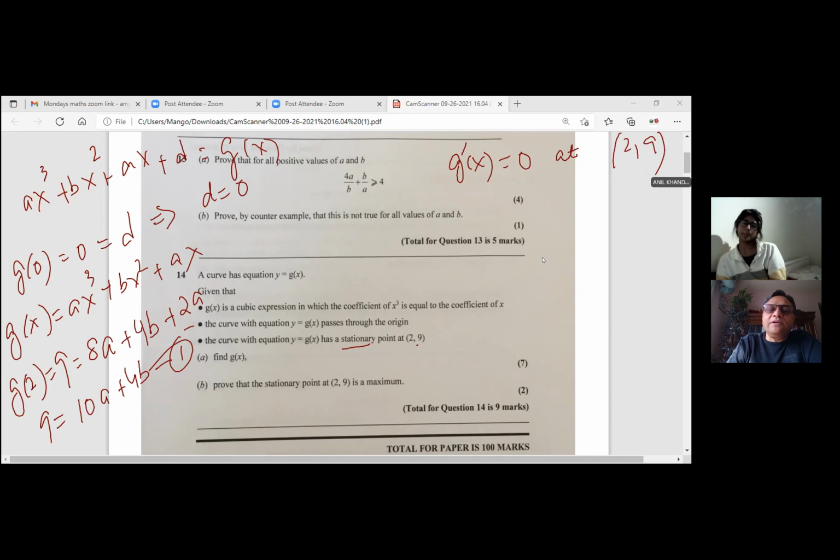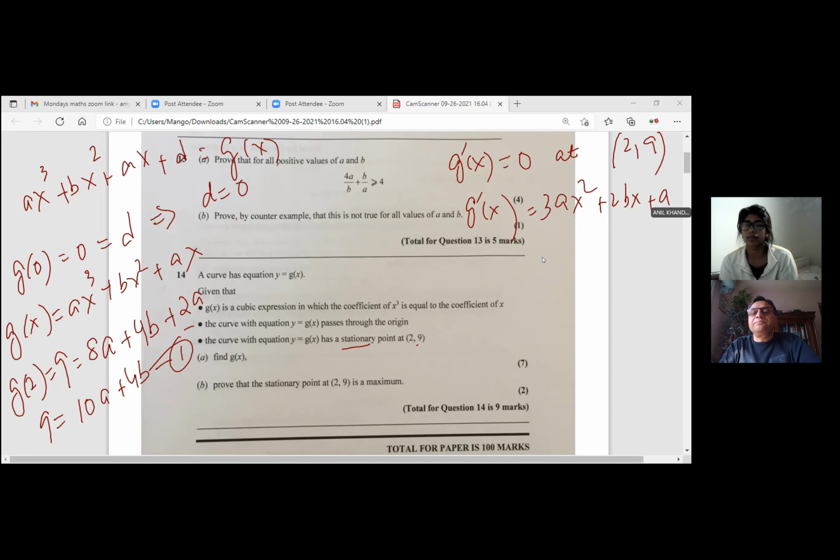So let's find the derivative of this particular function. It is a simple polynomial for us, which is ax cubed plus bx squared plus ax. So it'll be 3ax squared, correct? Plus 2bx plus a, right? That's correct. So that becomes the equation. We can now substitute 2 for the x value. So g prime of 2 is 0, right?